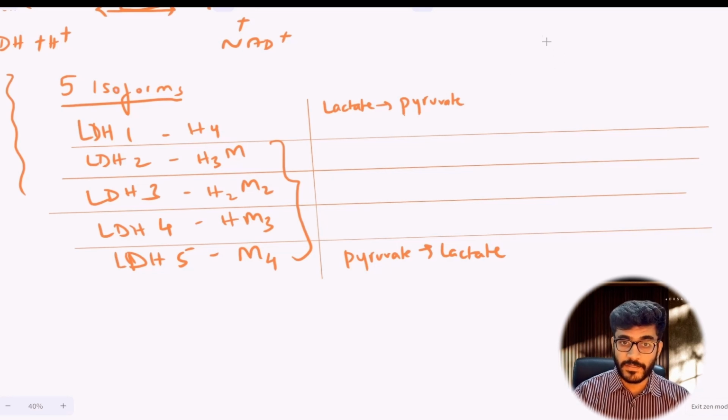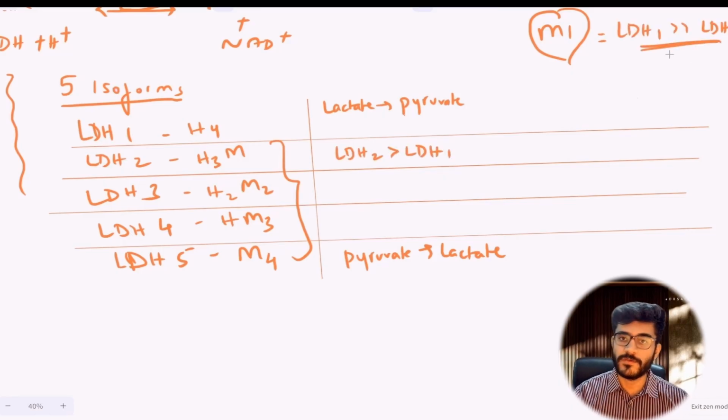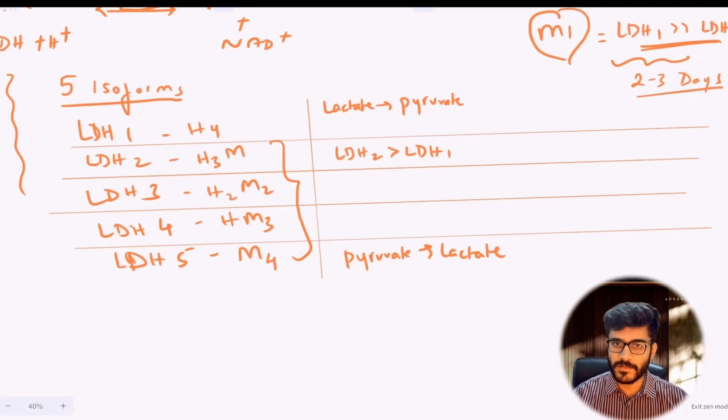Now in MI, there is something which we can look for, the LDH flip. Normally, LDH2 will be higher than LDH1. But what happens in MI is there's a flip, because LDH1 is more found in the heart cells. This leads to increased LDH1 in the blood, and this has been found to peak 2 to 3 days post-MI. Although this is superseded by more specific markers now, as we have seen in our cardiac markers video.